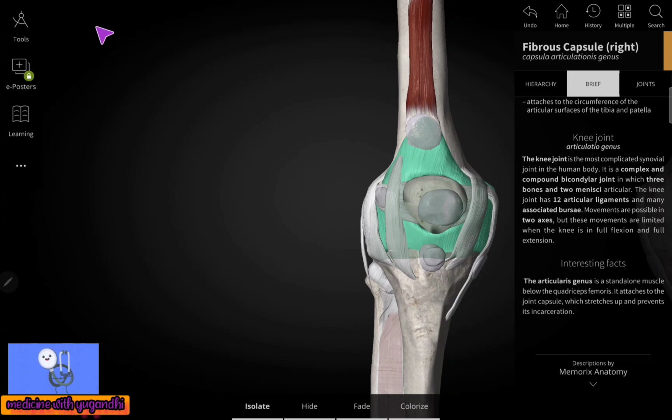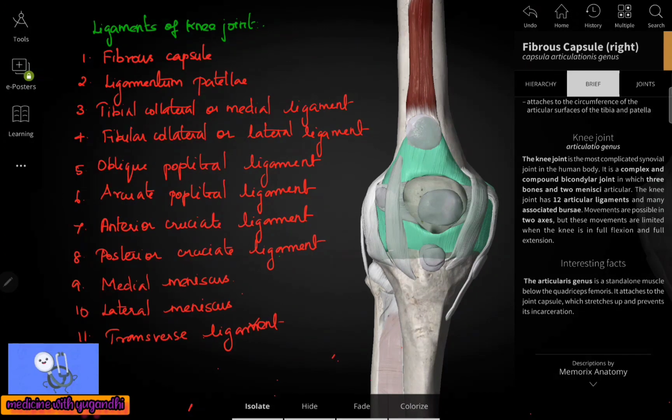So now coming to the next topic, what are all the ligaments of the knee joint? The first and foremost one is the fibrous capsule. So these are all the ligaments of the knee joint: fibrous capsule, ligamentum patellae, tibial collateral or medial ligament, fibular collateral or lateral ligament, oblique popliteal ligament, arcuate popliteal ligament, anterior cruciate ligament, posterior cruciate ligament, medial meniscus, lateral meniscus, and transverse ligament. So totally there are 11 ligaments. Let us see briefly about each and every ligament.